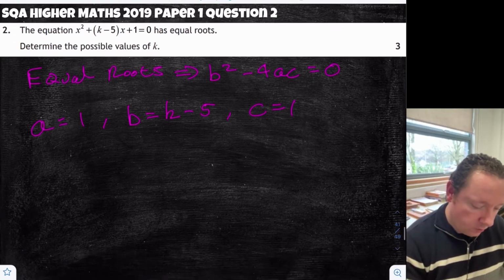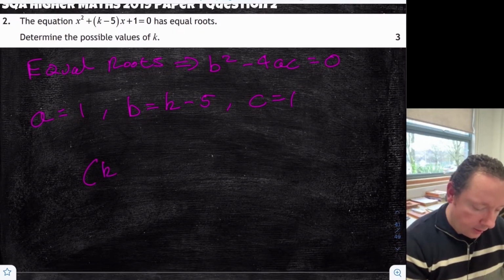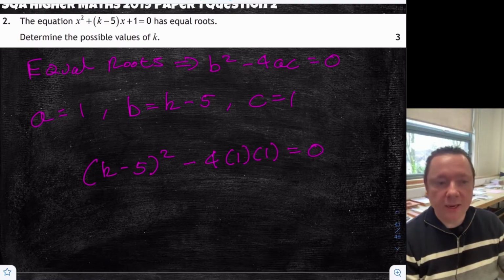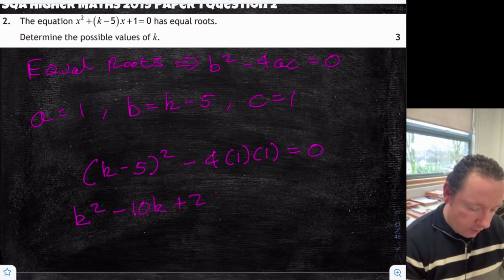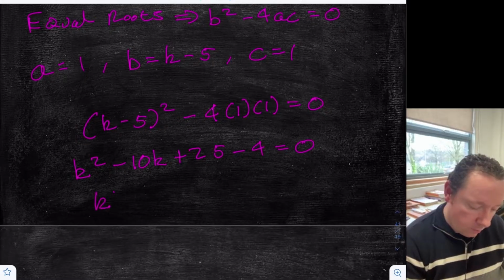So for b squared minus 4ac, we get (k minus 5) squared minus 4 times 1 for a times 1 for c equals 0. Expanding (k minus 5) all squared gives me k squared, minus 5 times 2 is minus 10, so minus 10k, 5 5s is 25. And then we've got 4 times 1 is 4 equals 0. So that's k squared minus 10k, 25 minus 4 is 21, equals 0.